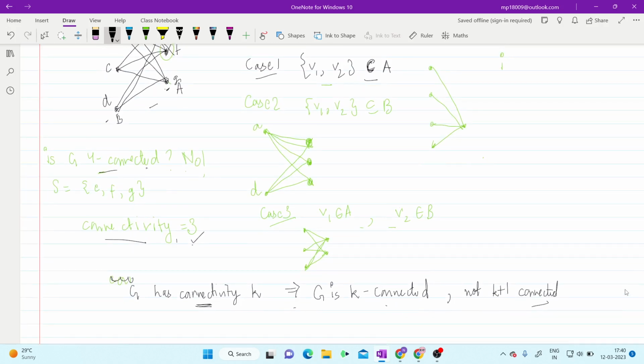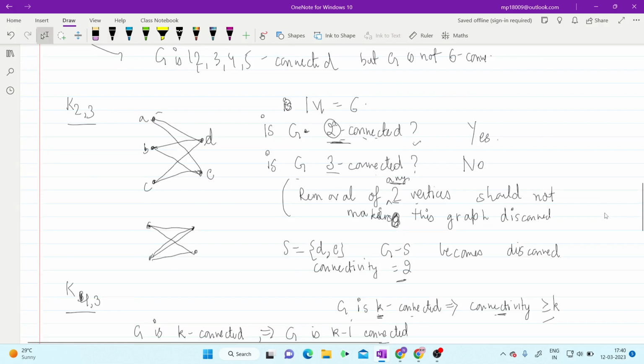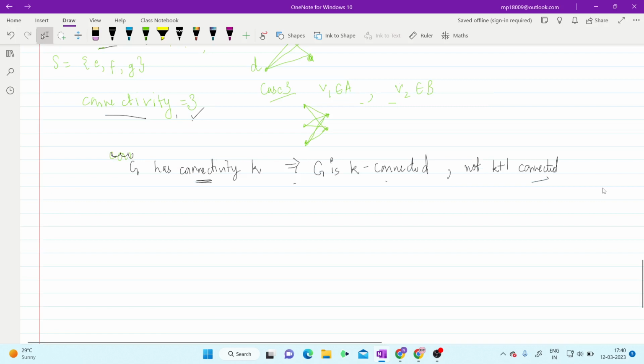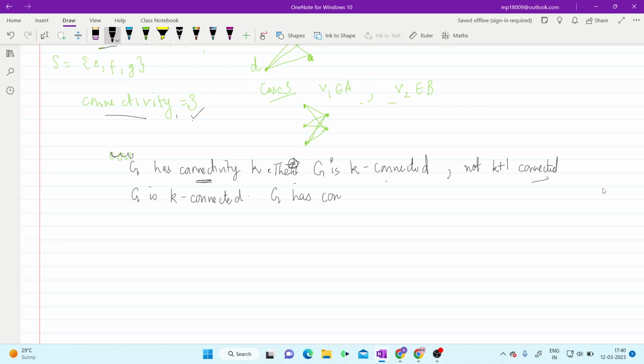It means if the graph is K connected, then its connectivity is greater than or equal to K. If G has connectivity K, then G is K connected, not K plus 1 connected. And if G is K connected, then G has connectivity greater than or equal to K.